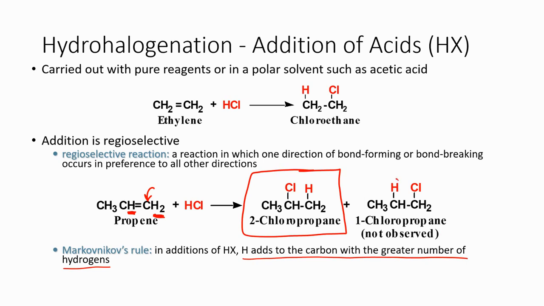And this product with the hydrogen added to the side with only one hydrogen is not observed. It's called the anti-Markovnikov product, and it would not be observed. So only Markovnikov's product, the one adding hydrogen to the carbon with more hydrogens already, is observed. And it's due to the stability of the intermediate that's formed on the way to the Markovnikov product.